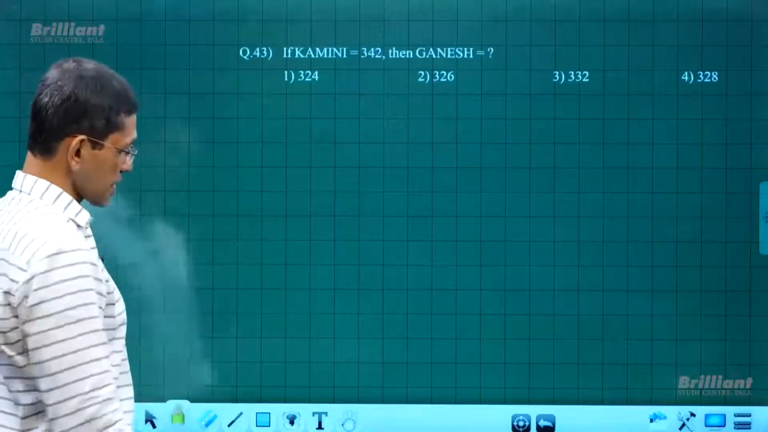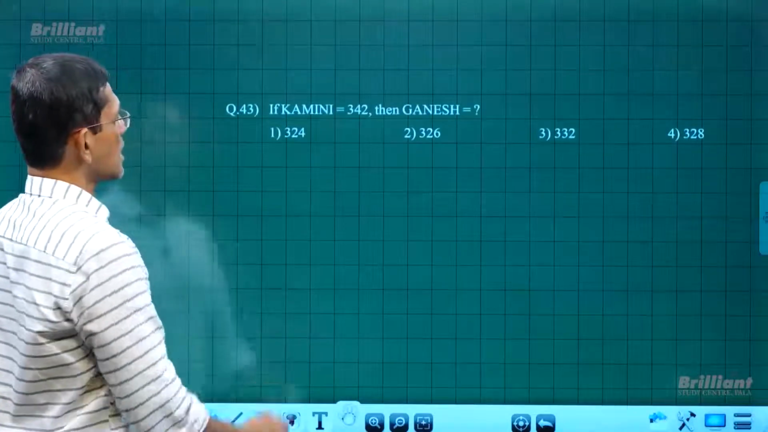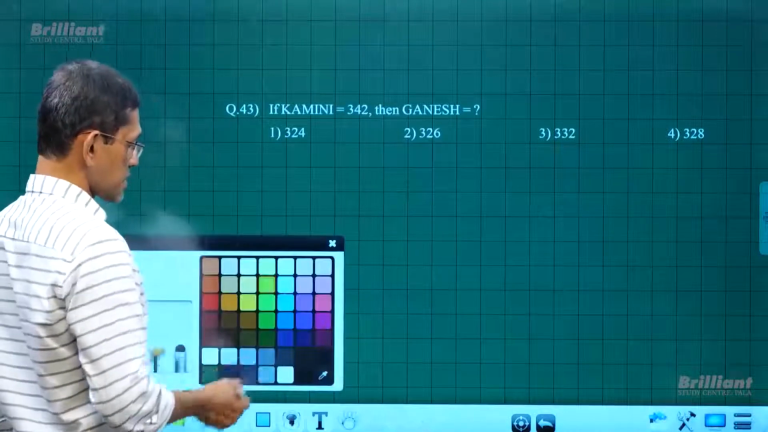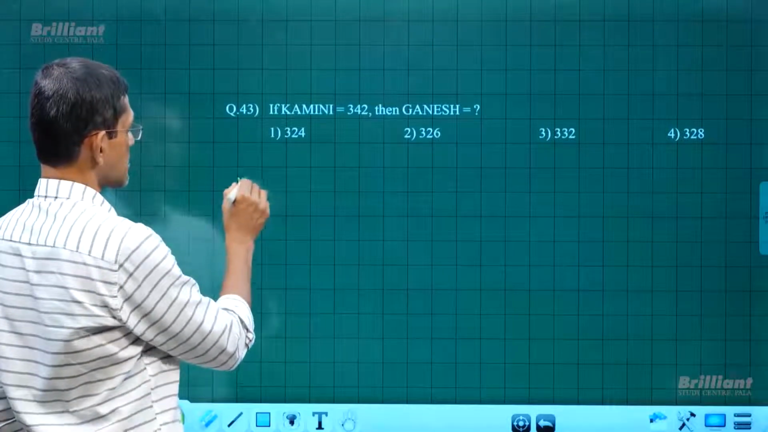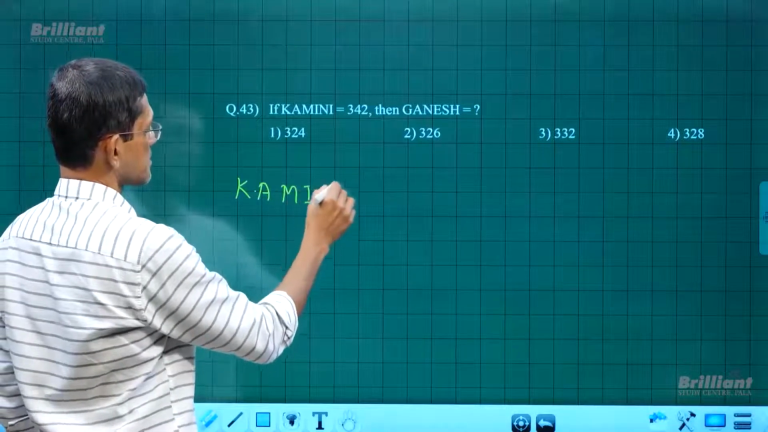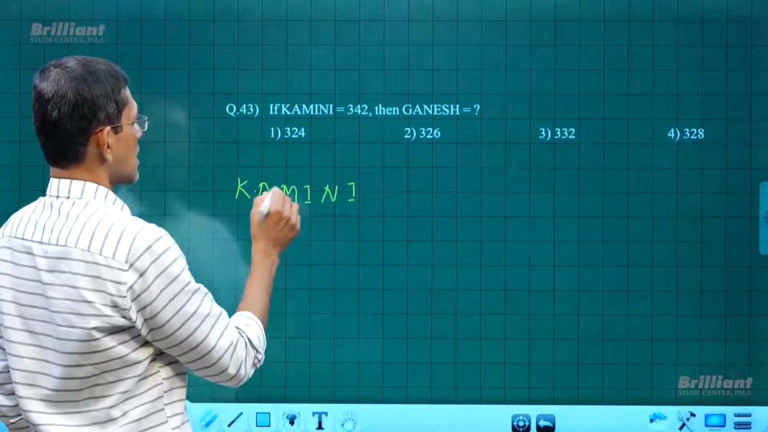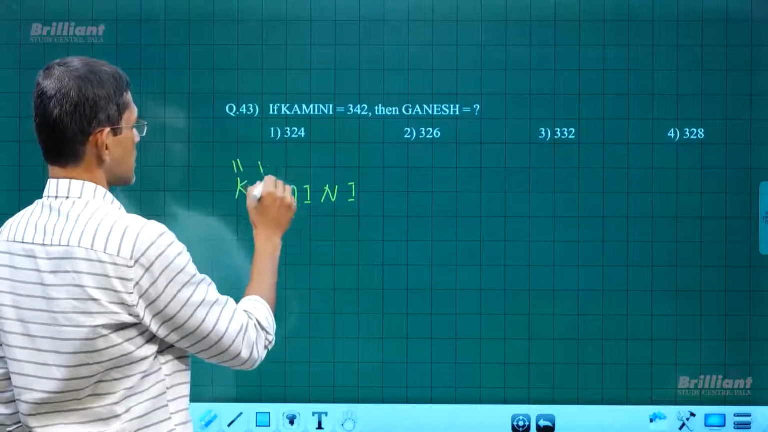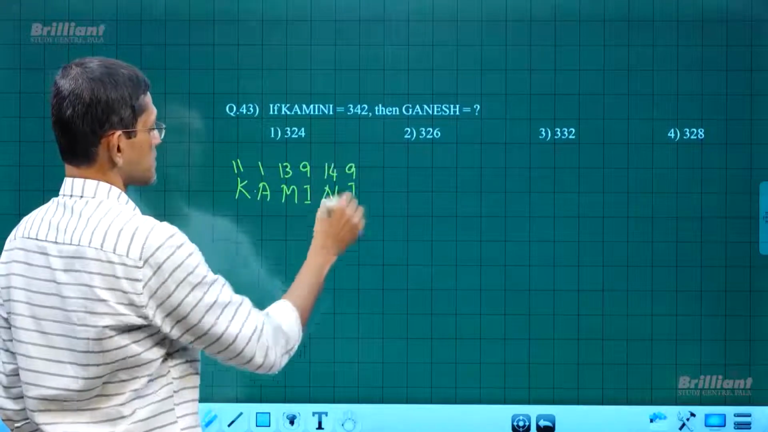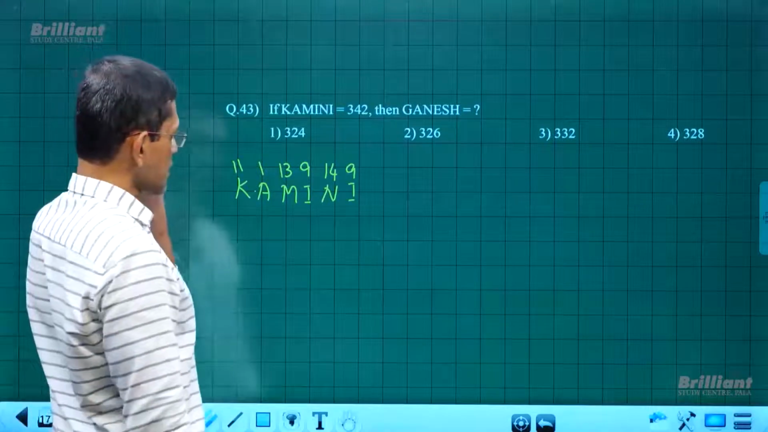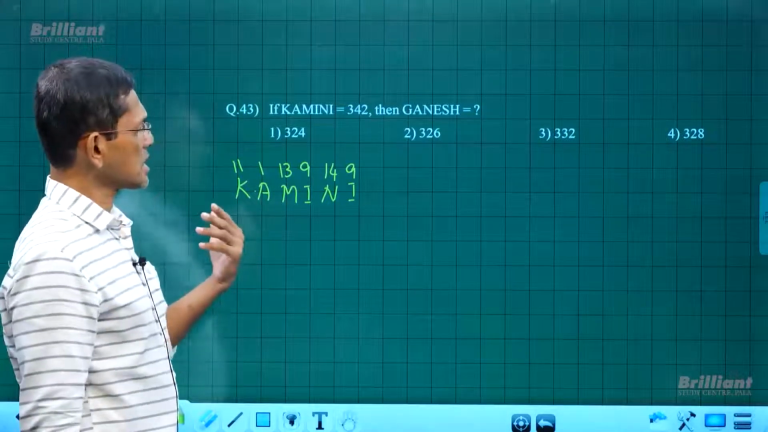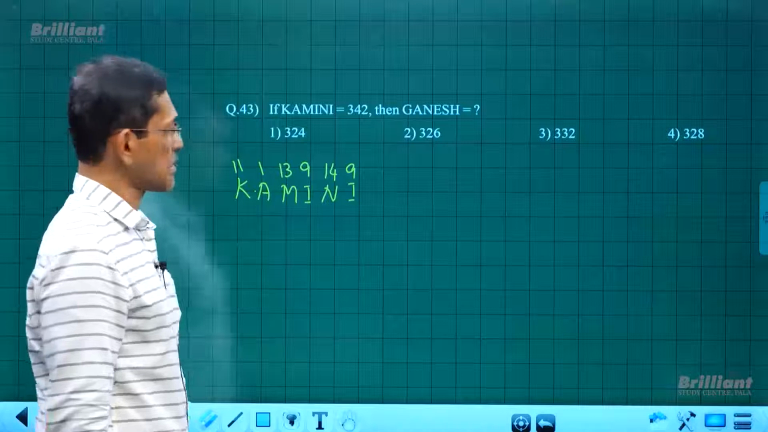Next one, 43. Kamini is 342. So how come Kamini is 342? How do we code it? Kamini: 11, 1, 13, 9, 14, 9. So what is the sum of this? Just take the sum to get an idea how this 342 came out of it.